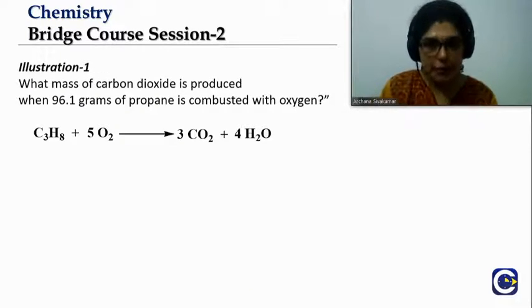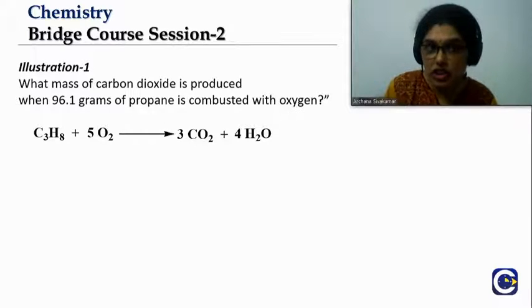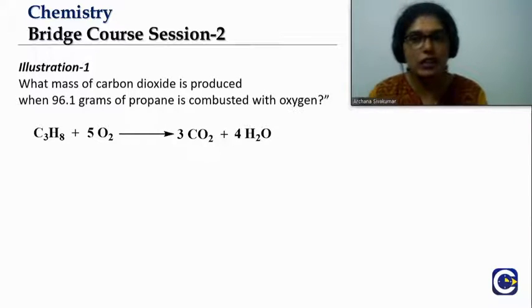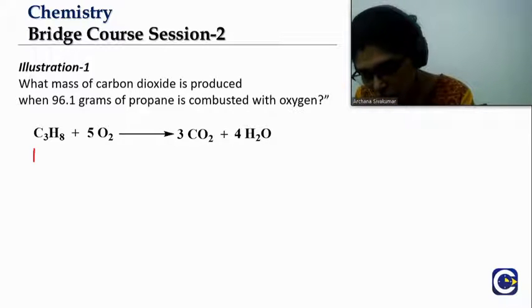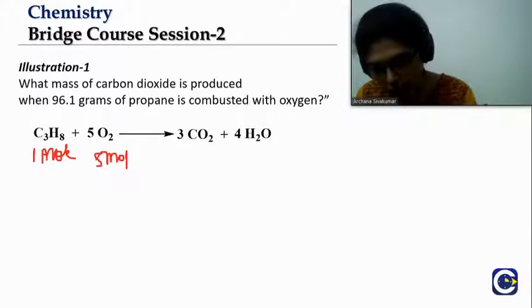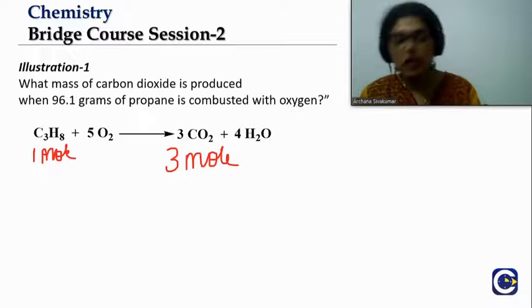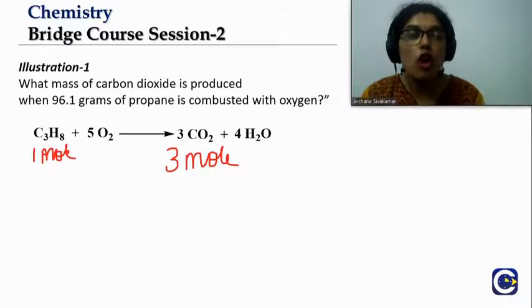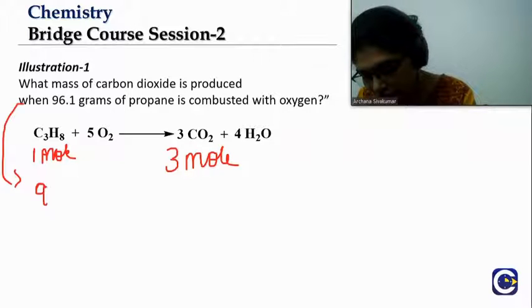So we'll look at an example. What is the mass of carbon dioxide? Last time we found what oxygen is required. Now we are going to find out the mass of carbon dioxide produced when 96.1 gram of propane is combusted. Again, what is the ratio? 1 mole to 5 moles. But we are talking only about carbon dioxide. So 1 mole of propane will give 3 moles of carbon dioxide. And what is given? I have 96.1 gram.